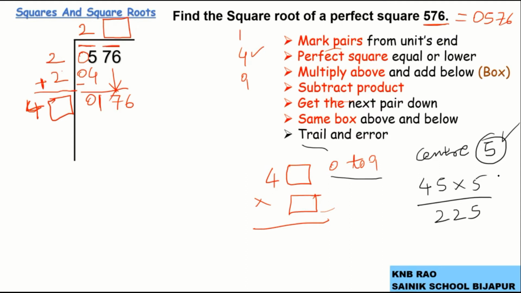Once I know that I have to choose a digit below 5, now think sensitively. It is somewhere 40, 44s are 176, that means it is close to 176. So that must be somewhere 4 only. 44 4s is 176, it is equal. So that's how we choose.